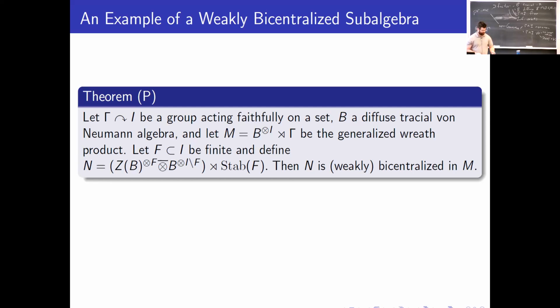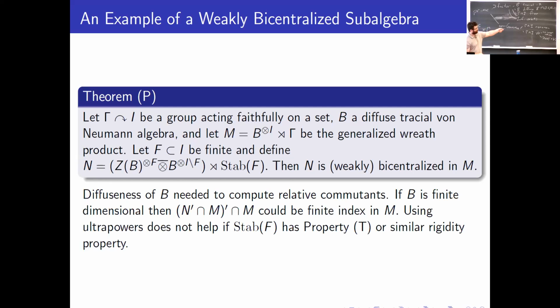So there's a couple of caveats. I said faithful and diffuse. I remember faithful and diffuse, we use that for freeness. So freeness is important here, like we need a properly outer action. But actually the diffuseness of B is needed not just for properly outer, it's also needed in some relative commutant calculations. So there are some technical issues if B is finite dimensional in particular.